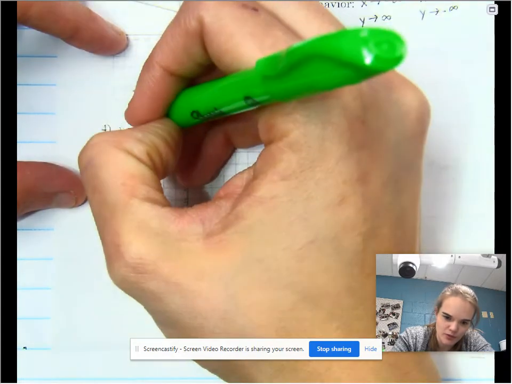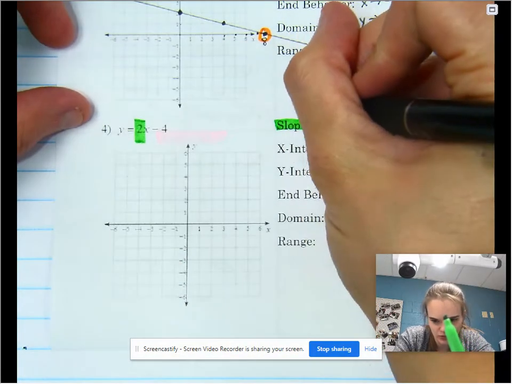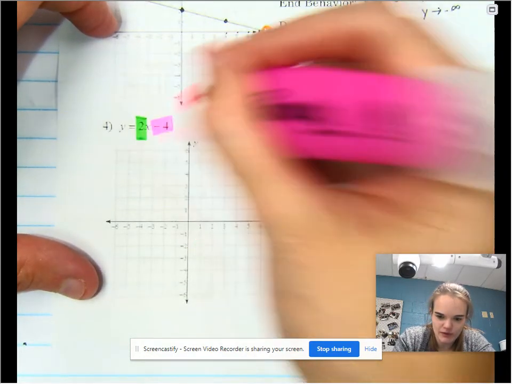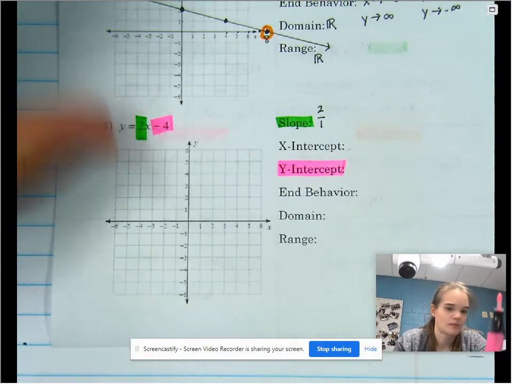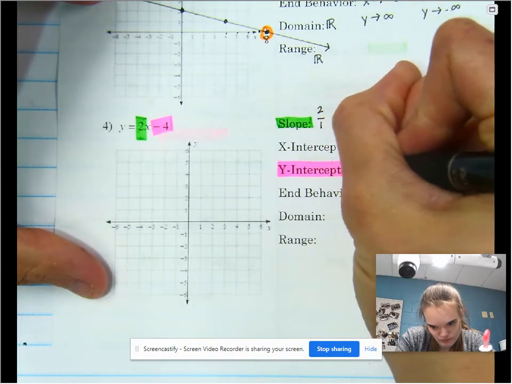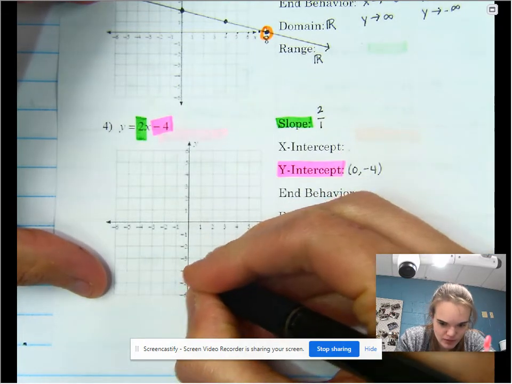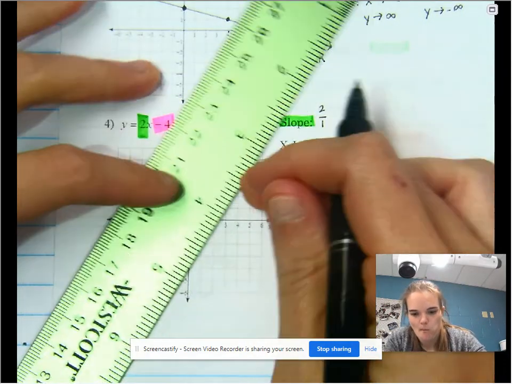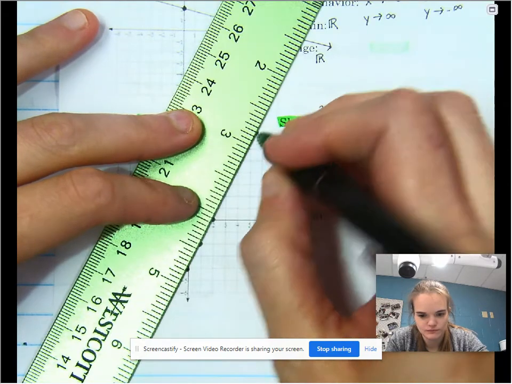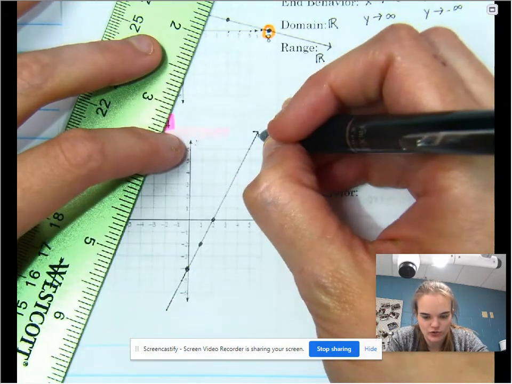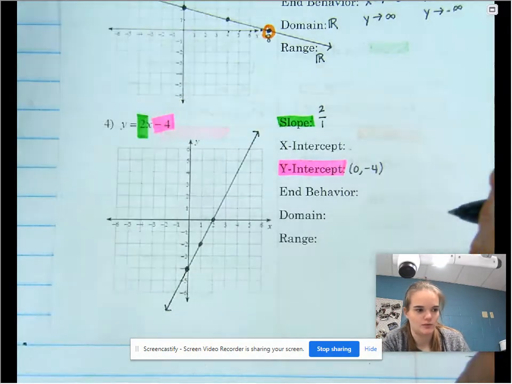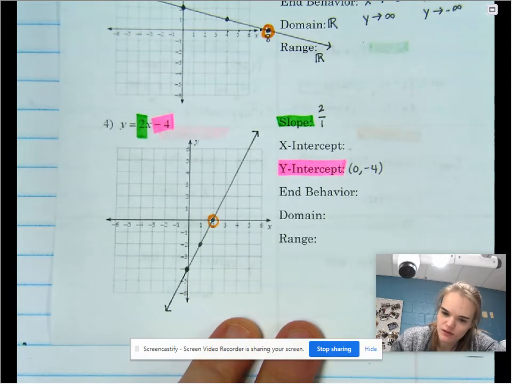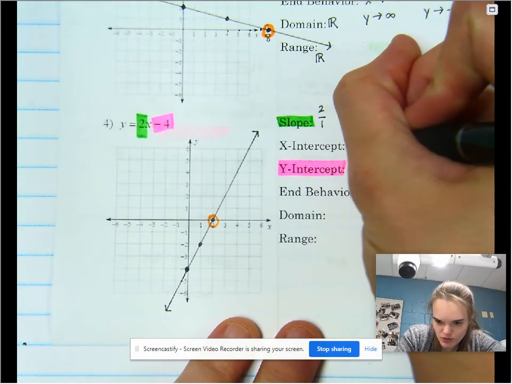The slope for number 4 is 2. Remember, you need a fraction, so it's 2 over 1. The y-intercept is negative 4, and we write that as 0, negative 4. Zero, negative 4. Go up 2 over 1, up 2 over 1. I've got the x-intercept right there. Make sure you're putting arrows so you know it goes on forever. That is important. The x-intercept is right here. The x-intercept is 2, 0.